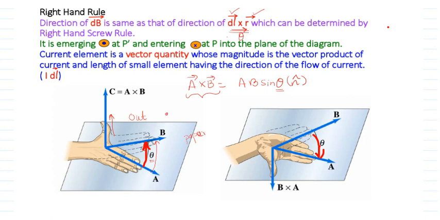So this will be represented with a dot. Why a dot? Because when you look at the top view, when you look from here, you're going to see the tip of this vector. So we represent that with a dot.